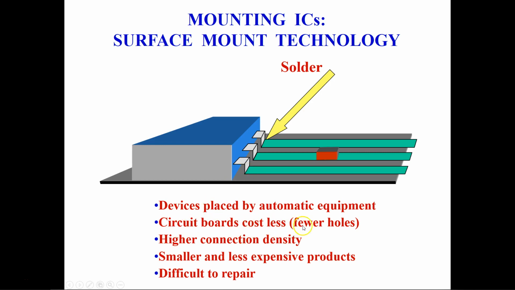Boards cost less. Fewer holes are required in this type of technology when compared with through hole, which consumes more space. With this one, space can be saved. Higher connection density is possible with this type of technology. This technology also gives smaller and less expensive products.